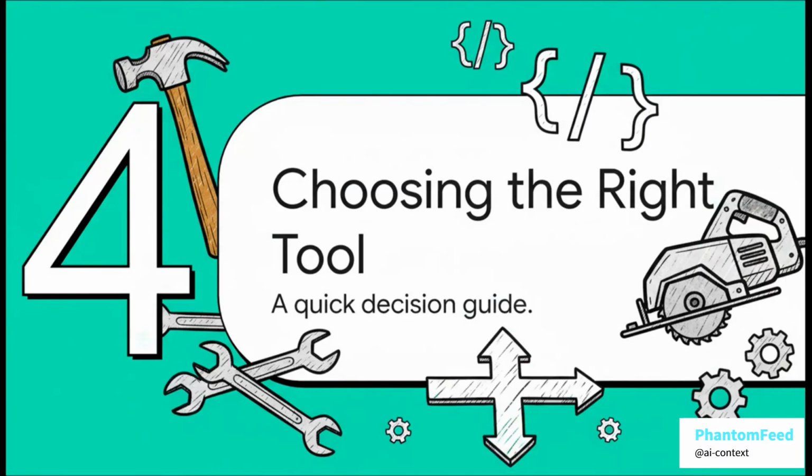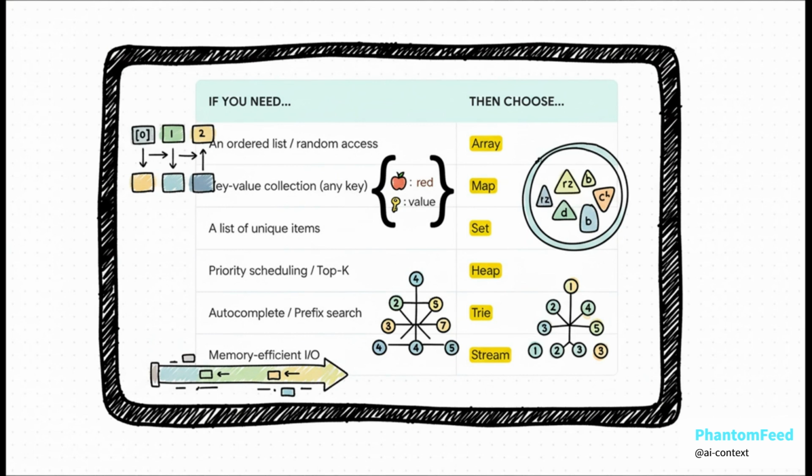Whew, we've seen a lot, right? We've gone from the everyday hammers and screwdrivers all the way to the specialized power saws of the JavaScript world. So the big question remains, how do you choose the right one for the job? Let's bring it all home and wrap this up with a super quick guide to help you make that decision. Think of this as your go-to cheat sheet. So if you need a simple ordered list where you can grab things by their index, that's an array. If you need a key-value collection, especially where your keys might be objects or functions, that's a map.